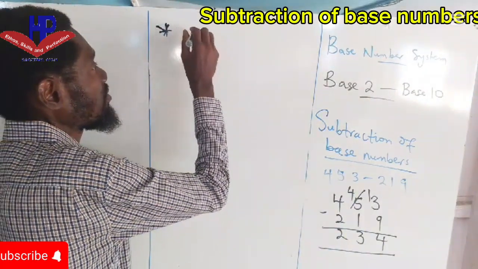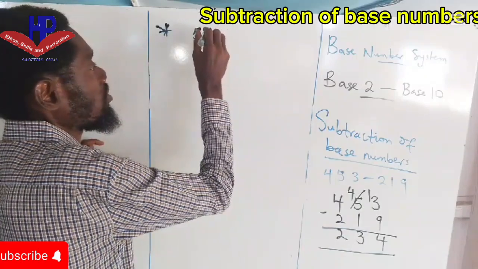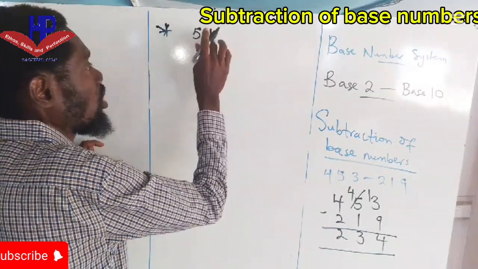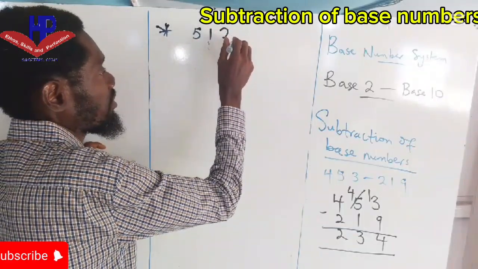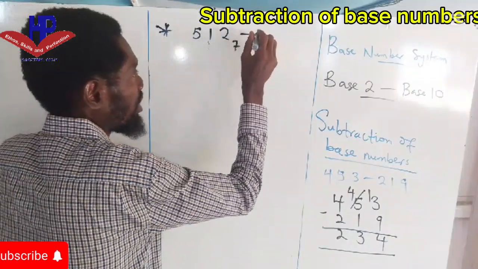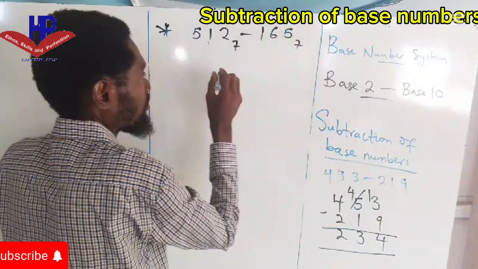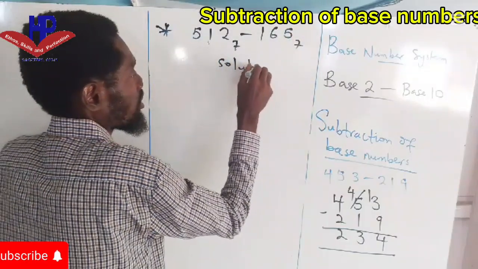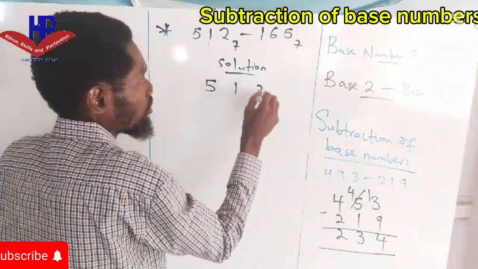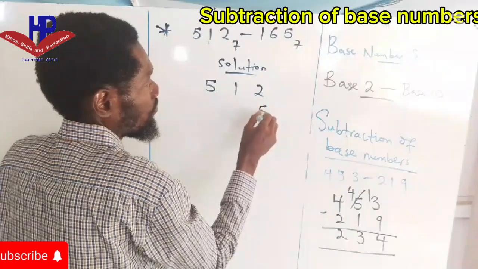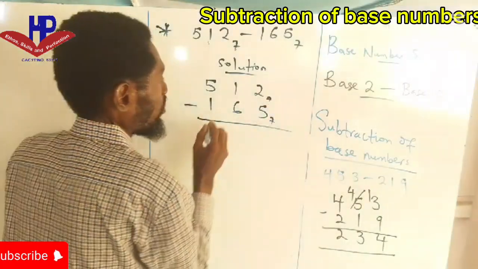Now let's try that with other base numbers. You're given 512 base 7, take away 165 base 7. Solution. The number we have there is base 7. So we want to take it out. 512 minus 165. They are base 7 numbers. I want to subtract.